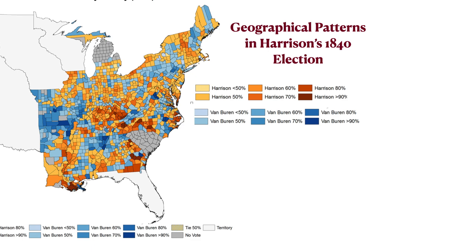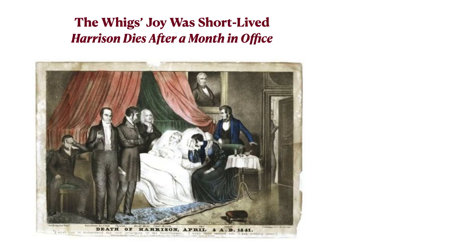So the Whigs had this big victory, but their joy was short-lived. William Henry Harrison died after a month in office. The conventional story is that he gave the longest inaugural speech that had been given to that point. It was a cold and raw day in March, which was when the inauguration happened in those days. He got sick, it got worse, and he died soon thereafter.